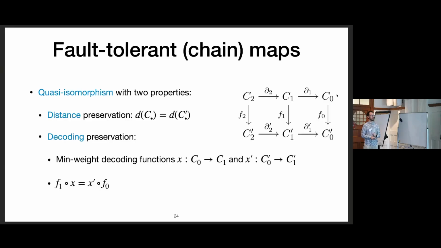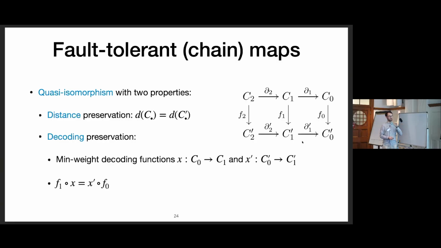But I should also be able to instead map to the second code and then do the minimum weight decoding there. So this should be equivalent, and this is telling me that basically if I solve the decoding problem in one code, I've solved it in the other one. And so this is actually, okay, let me just let that sink in.